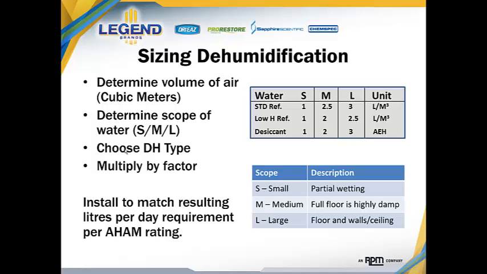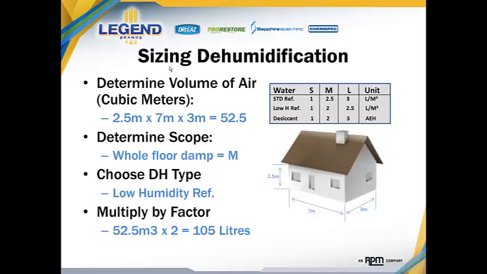Based on these calculations or these quantifications, we then do the math on the structure that we're handling, that we're drying. The example here would be if we were drying a space that measured 7 meters by 3 meters for the floor and had a height to the ceiling of 2.5 meters, then we would calculate first the volume of air at 52.5 cubic meters. We would then look at this loss and determine what is my scope. And let's say, for example, we had floors only affected, but those floors were a textile, a carpet. Then that would be a medium scope.